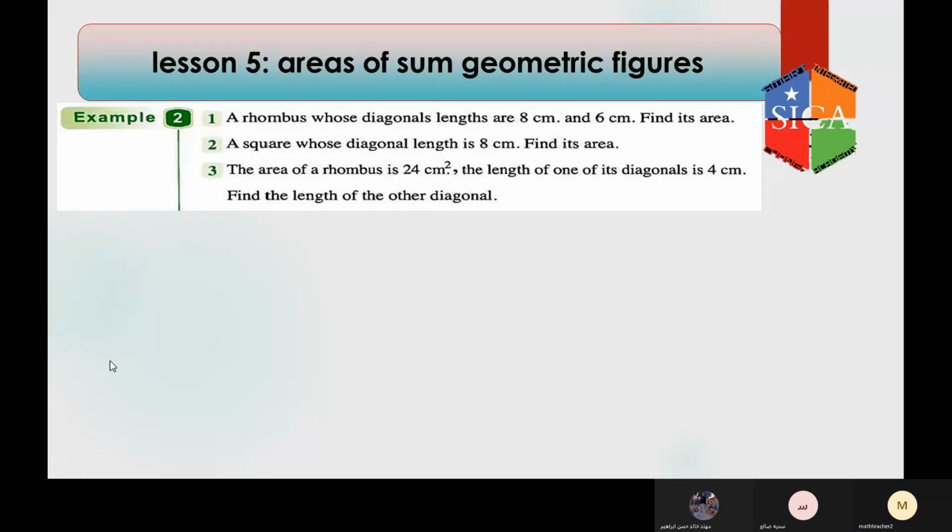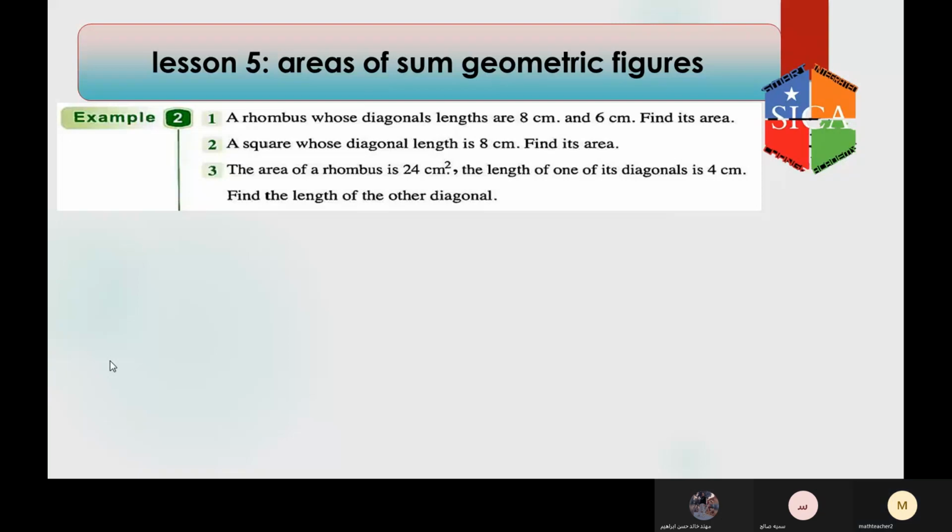Example 2. A rhombus whose diagonal lengths are 8 and 6. Find its area. Then the area of the rhombus, knowing its diagonals, equals half times d1 times d2. Means half times 6 times 8, or times 8 times 6.